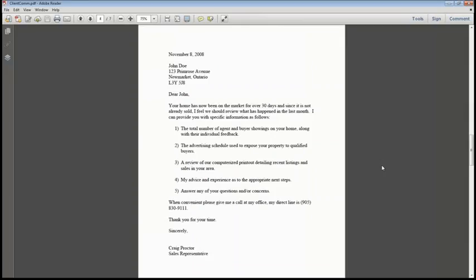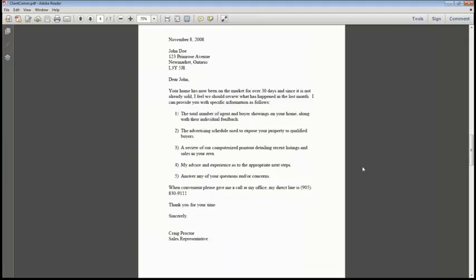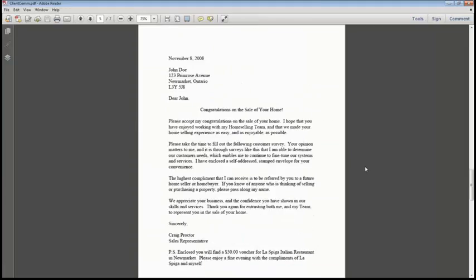Now, if they're getting lots of showings or you've just reduced the price, you or your assistant can decide not to send that letter out, right? You just don't send it out. But at least this issue will be confronted at the 30-day mark. Let's go to page number 5.